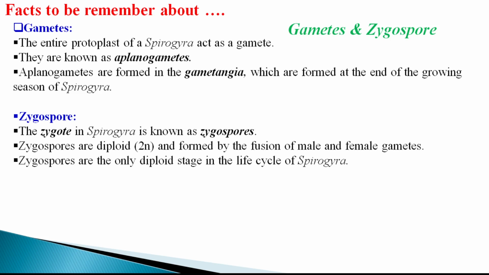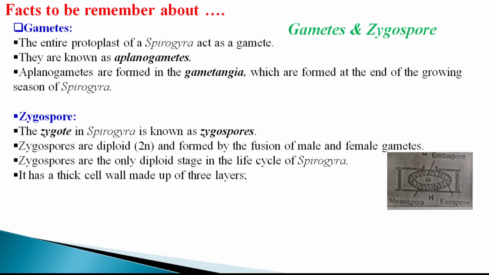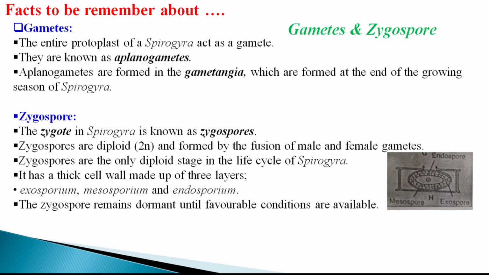This is the only important line among the entire discussion actually. There is a diploid stage in the life cycle of a Spirogyra. If it is asked, it is nothing but a zygospore. It has a thick cell wall, just now we have seen. It possesses three layers: the exosporium, mesosporium and endosporium.